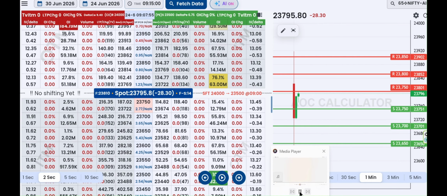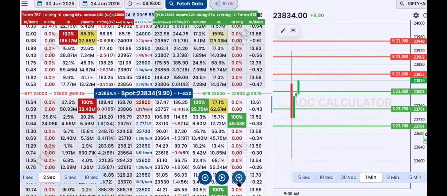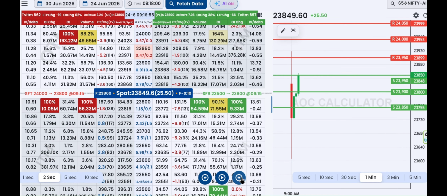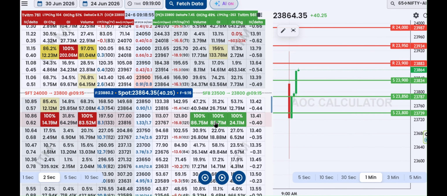Now let's look at another live example of a bottom reversal, which occurred on 24 June 2026. Before the market opens, both volume and OI change are zero because the market has not started yet. Once the market opens, the data begins updating in real time. Initially, we can observe that the strongest put OI is at 23,500, while the strongest call OI is at 24,000. As the market progresses, the support starts shifting upward from 23,500 to 23,800, while the strongest resistance continues to remain at 24,000.